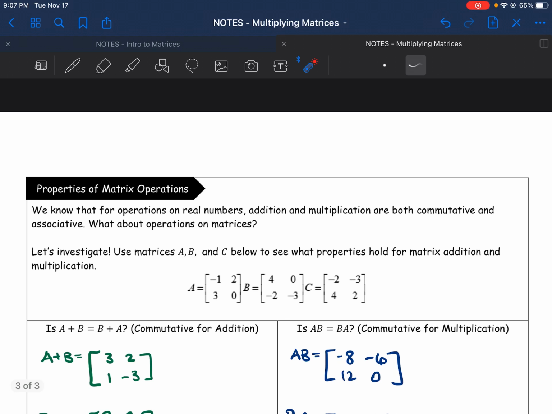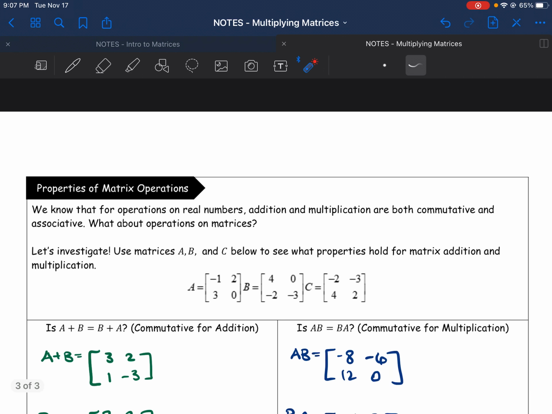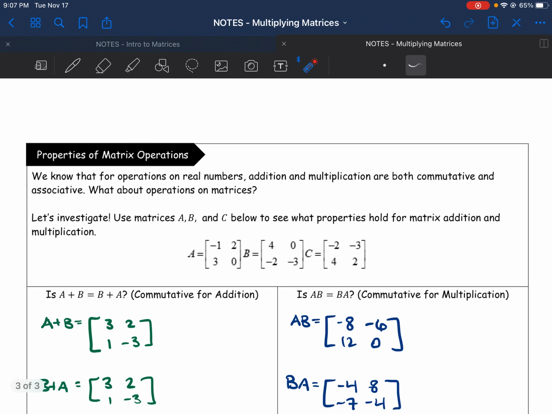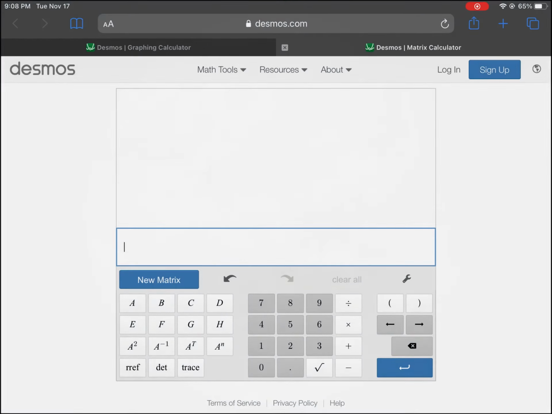Well, we're going to investigate this using matrices A, B, and C below to see if these properties hold for matrix addition and matrix multiplication. Now, to make the work a little easier on us, we're going to go to Desmos to do all the heavy lifting. So I'm going to show you how we would do this, but let's hop over to Desmos.